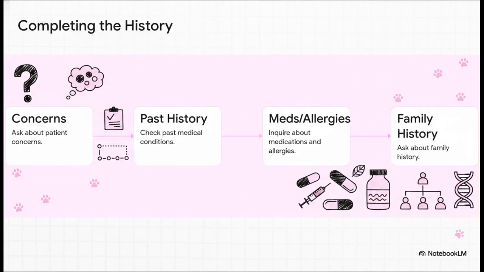And to finish off your history, you just run through the rest of your systematic review. You've got to ask the patient about their own ideas, concerns, and expectations, what we call ICE, then quickly cover their past medical history, any medications and allergies, and their family history. This gives you the full picture.